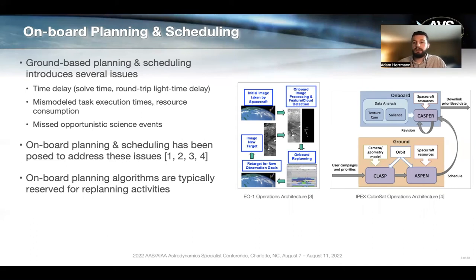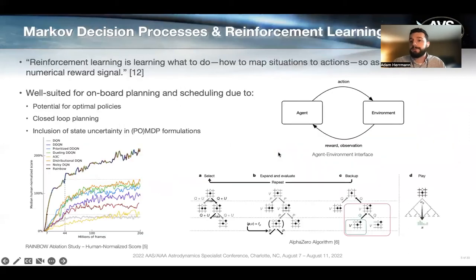On the right-hand side, I have some diagrams from the Earth Observing 1 mission and also the IPEX CubeSat. But really, onboard planning algorithms are reserved for replanning activities. So you have some a priori plan developed on the ground that's then used for replanning in case something goes wrong. More work is required for kind of fully autonomous solutions that don't really require some a priori ground-based plan.